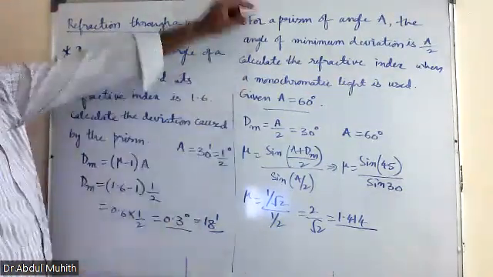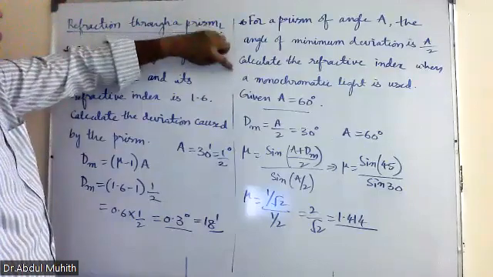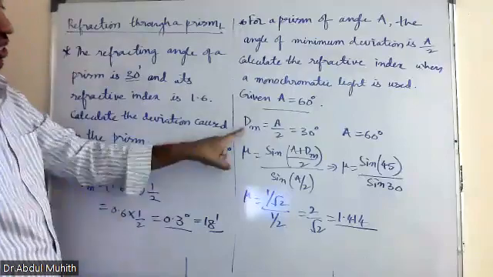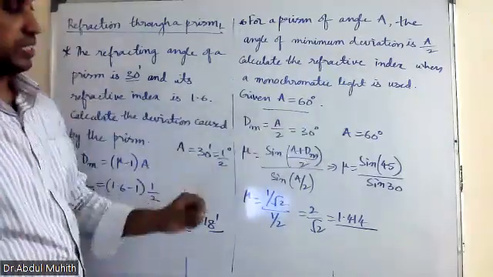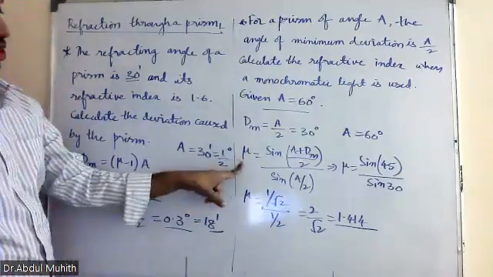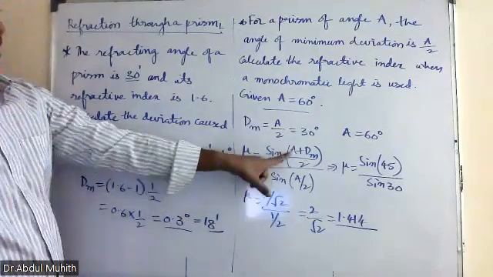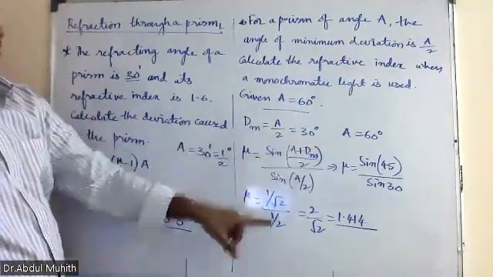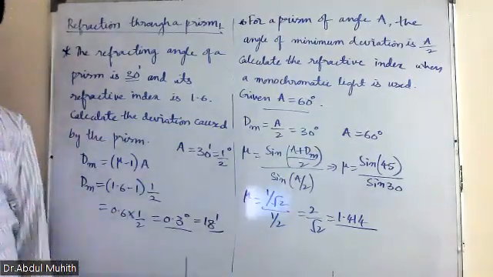Next question is, for a prism of angle A, the angle of minimum deviation is A by 2. Calculate the refractive index when a monochromatic light is used. Given A, the angle of prism, is 60 degrees. dm is A by 2, which will be equal to 30 degrees. Just use this formula, mu is equal to sin of (A plus dm) by 2 divided by sin A by 2. So A is 60, (60 plus 30) by 2 is 45, and 60 by 2 is 30. So 1 by root 2 divided by 1 by 2 is 2 by root 2, which is equal to 1.414.